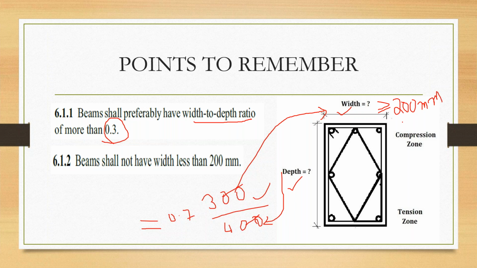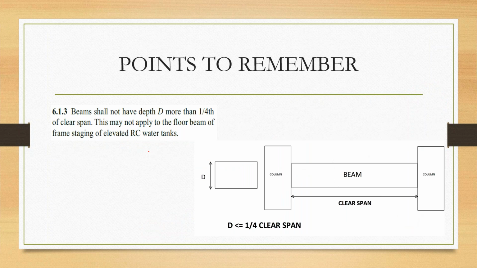Always. So while designing, or while drafting in AutoCAD, you have to keep these things in mind. Okay, we'll see to it. Next part of it is: beam shall not have a depth d more than 1/4 of the clear span. This is the most important line.